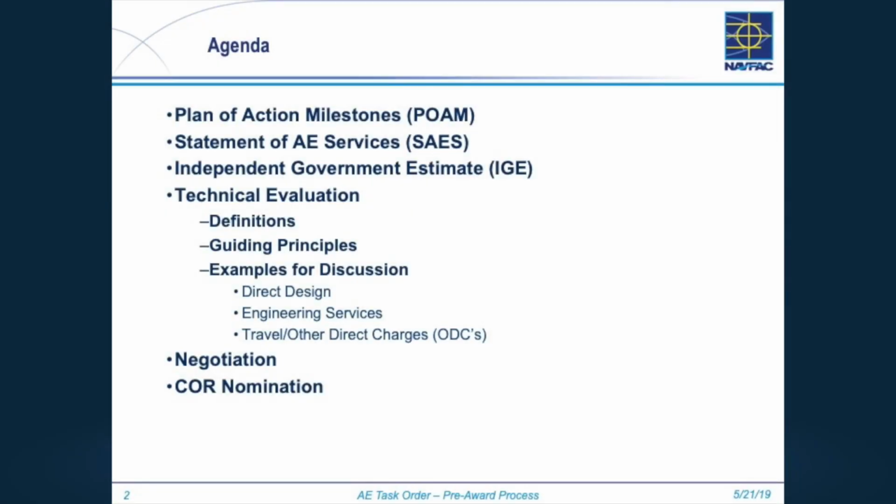For our training today, we're going to go through the POAM because I want you to understand the steps in the process. We're going to go through the statement of work and where you find the templates. The IGE and the technical evaluation is where we're going to spend most of our time discussing, because that seems to be the hardest piece for everybody right now. Then, after the technical evaluation is all done, we're going to talk about negotiation, and then the COR nomination process. So all of that is the pre-award process to get an AE task order in place.